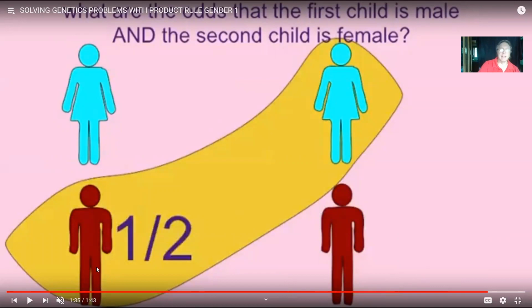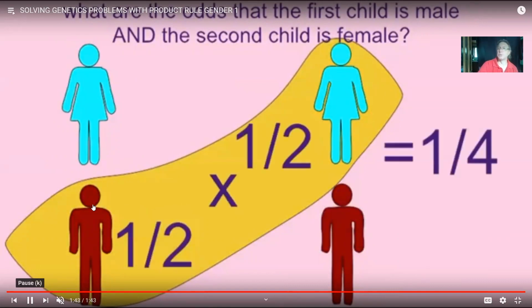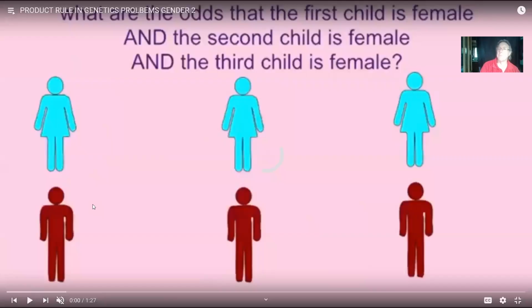What are the odds that the first child would be a son and the second child would be a daughter? Well, that would be 1/2 for the first child being a son and 1/2 for the second child being a daughter. So those are examples of using the product rule, where you will multiply these probabilities together. And we don't have to stop at 2, for example. What are the odds that the first child is female and the second child is female and the third child is female?